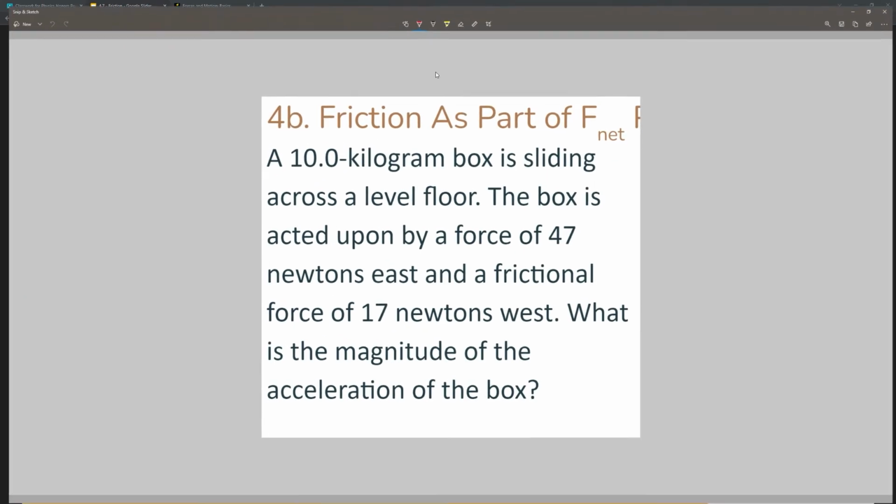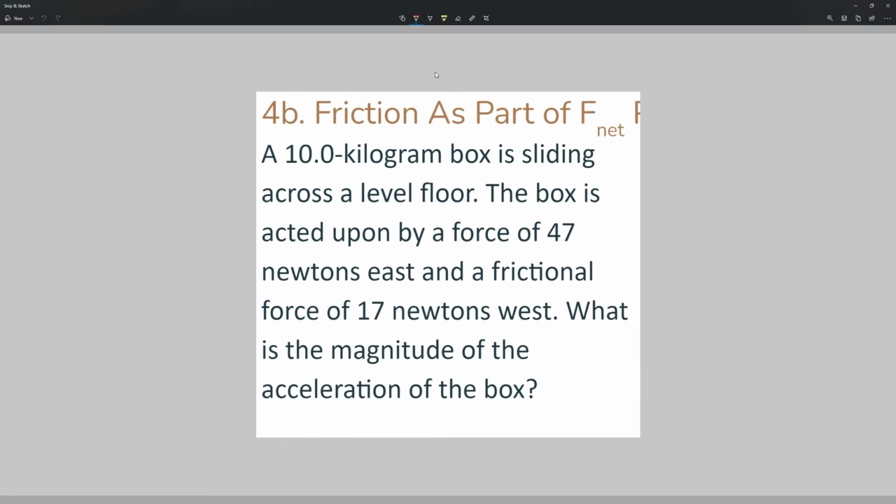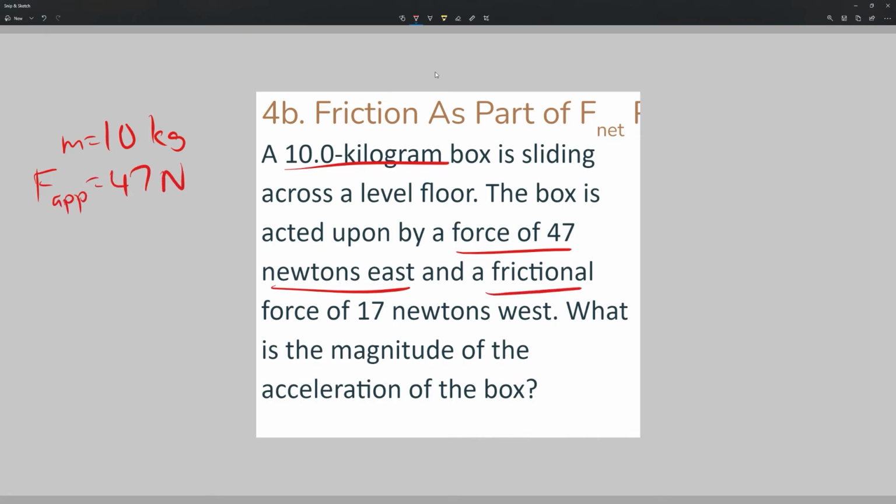So for B, you have a 10 kilogram box. The box is acted on by a force of 47 newtons east, so that's your applied force, and a frictional force of 17 newtons west. So this is east, and this is 17 newtons west. What is the magnitude of the acceleration of the box?